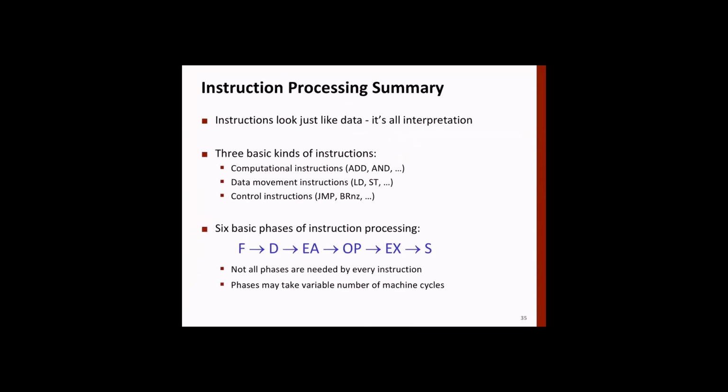Okay, now to summarize. Basically, in this very simple machine, which is LC3, we have only three types of instruction: computational instructions, like add, subtract, and logical AND; data movement instructions, like load and store; or control instructions, like jump or branch.